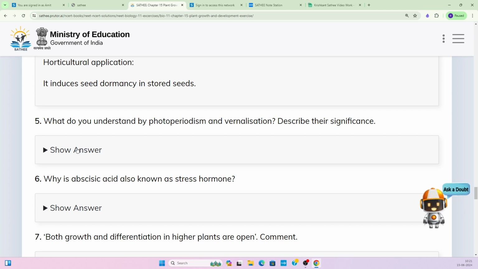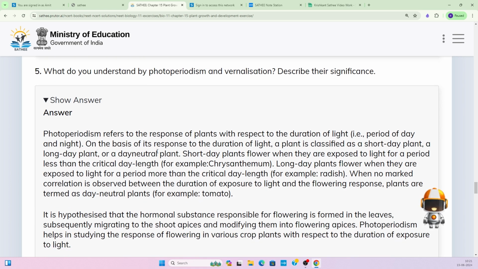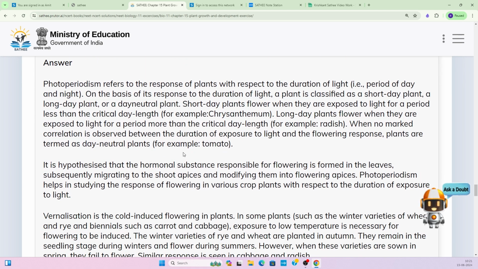Okay. So next question here. What do you understand by photoperiodism and vernalization? Describe their significance. So photoperiodism refers to the response of plants with respect to the duration of light. And on the basis of the response to the duration of light, plants are classified, based on how much time of light they are exposed to. They are classified as short day plants, long day plants, or day neutral plants.